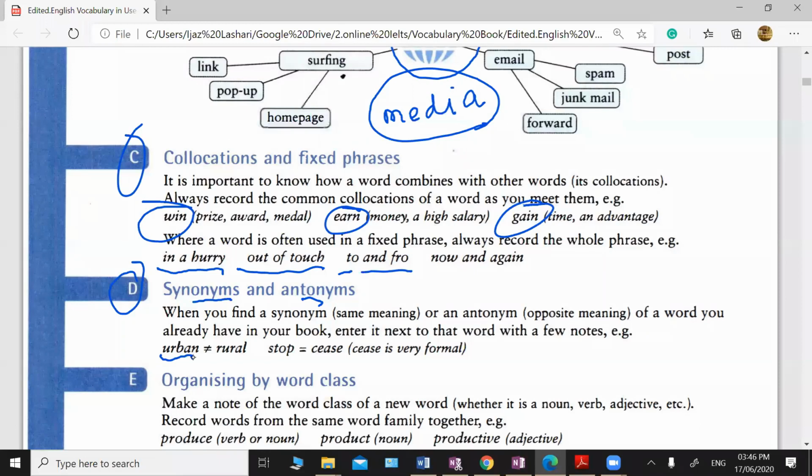Lazy is the opposite of active. Weak, strong. Boring, interesting. That's something different. Weak, strong. Lazy, active. Beautiful, ugly. Smart, stupid. Okay, or something like that.